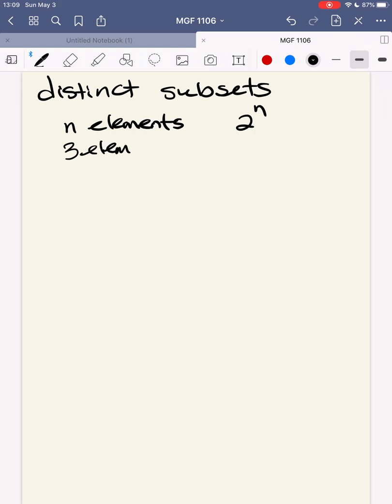Oh, my pen is giving out on me again. I don't know what's going on with the pen here, guys. So 3 elements. You're going to have 2 to the 3rd power, which is 2 times 2 times 2. And that's going to give me 8. There we go. So 2 to the 3rd, which is 2 times 2 times 2, which is equal to 8.